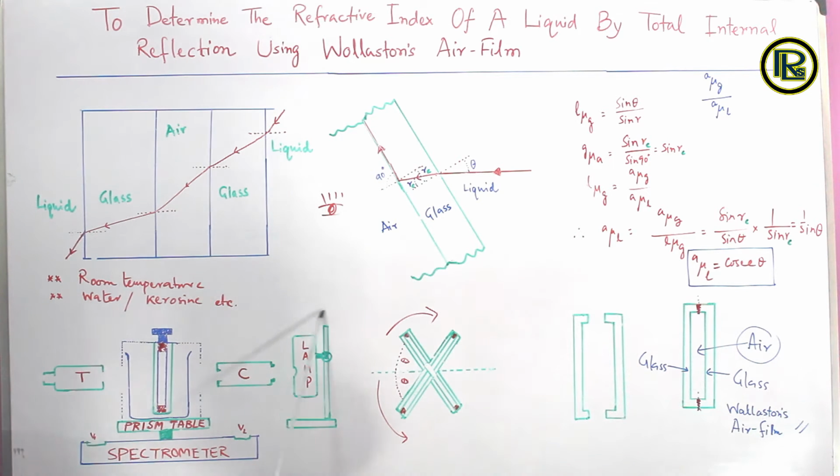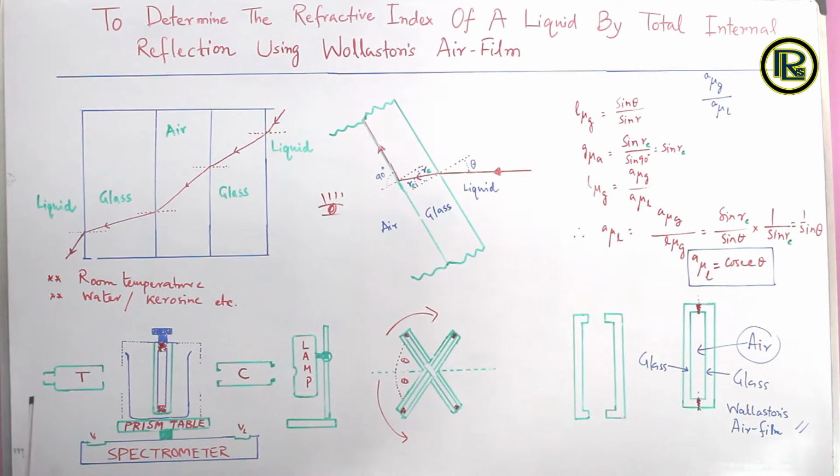So this is the schematic of the full setup of our experiment. We normally use a sodium vapor lamp as a source of light, and then we use a standard spectrometer. In the spectrometer, we have the collimator here, the telescope here, the prism table here, and the spectrometer has two verniers, V1 and V2.